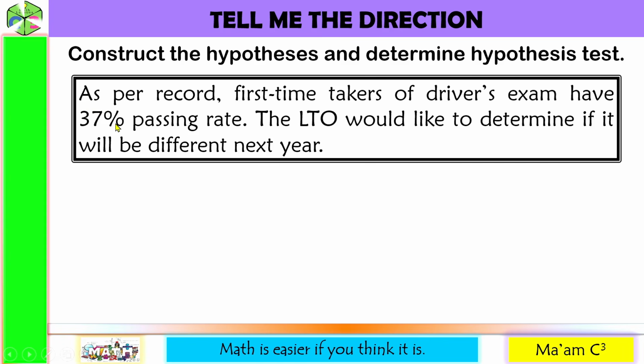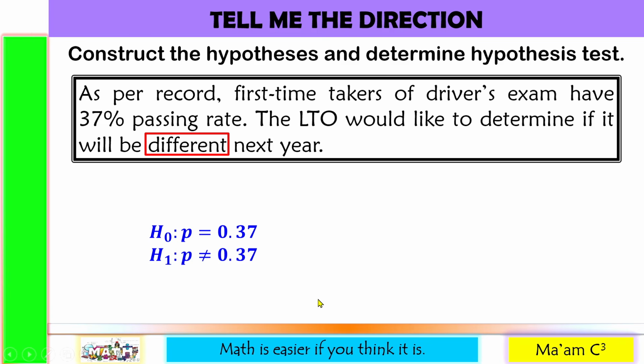We have P is equal to 0.37. And what is the claim? That it would be different next year. So this will fall on our alternative hypothesis. P is not equal to 0.37. Since we use not equal, this is a two-tailed test, meaning it has no direction.